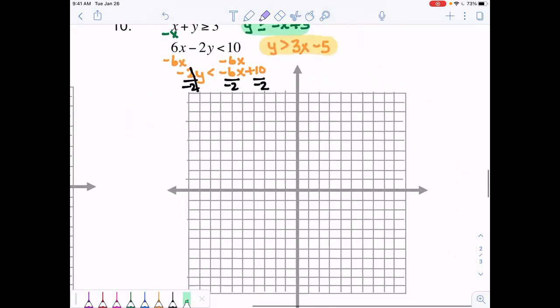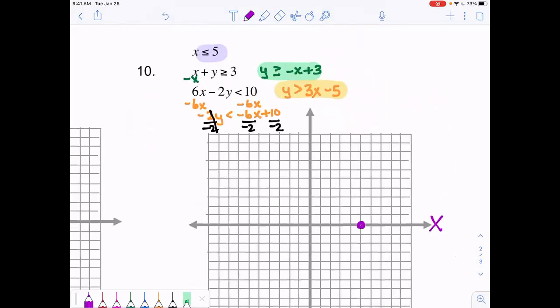So on my graph, I'm going to go to where x is 5: 1, 2, 3, 4, 5. Anytime it's x, it's a vertical line. Less than or equal to, Haley, solid vertical line or dotted vertical line? Solid. So a solid vertical line.